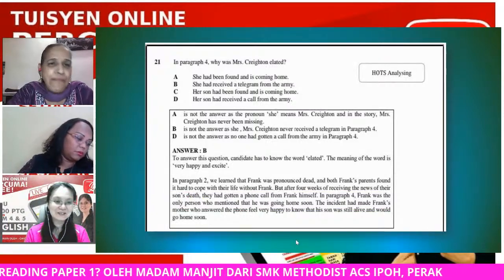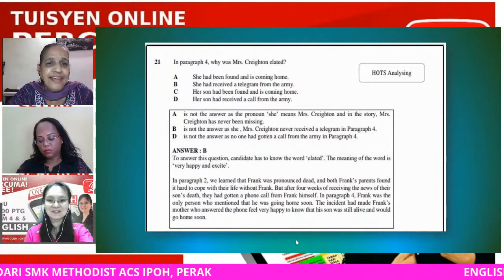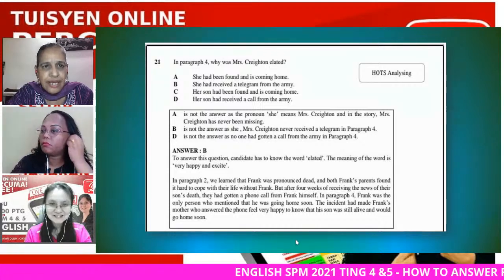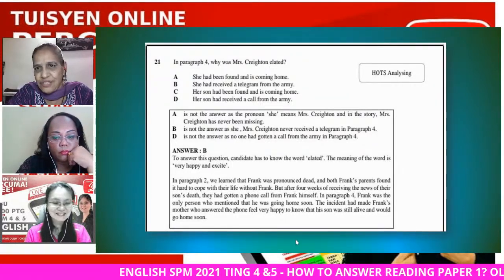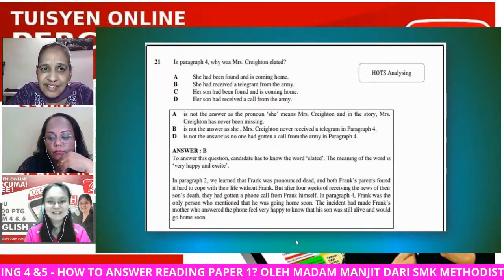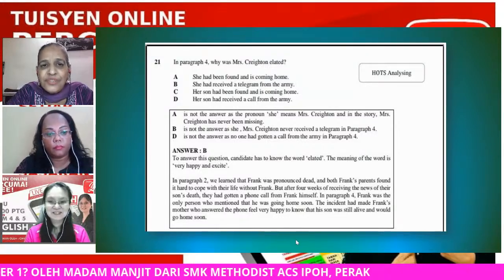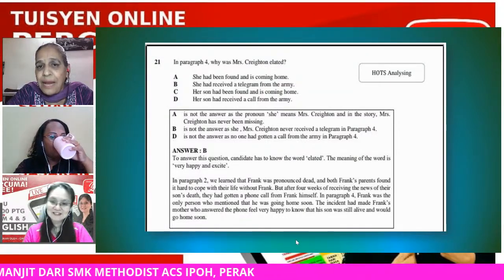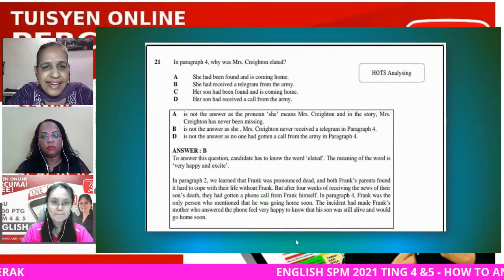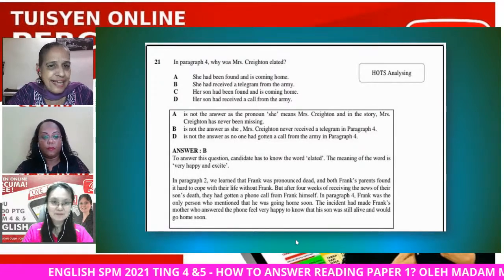Okay, in paragraph 4, why was Mrs. Crichton elated? A, B, C, D. The answer A is not the answer, as the pronoun she means Mrs. Crichton, and in the story Mrs. Crichton has never been missing. So you must remember A is wrong. B is not the answer, as Mrs. Crichton never received a telegram in paragraph 4. It's not the answer D, as no one had gotten a call from the army in paragraph 4. Okay, the answer is B. To answer this question, the candidate has to know the word elated. The meaning of the word is very happy and excited.